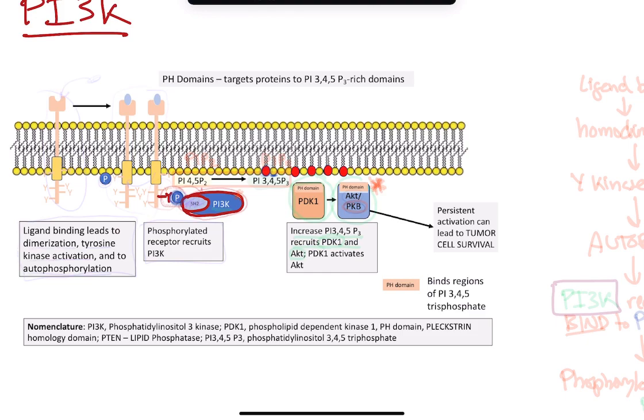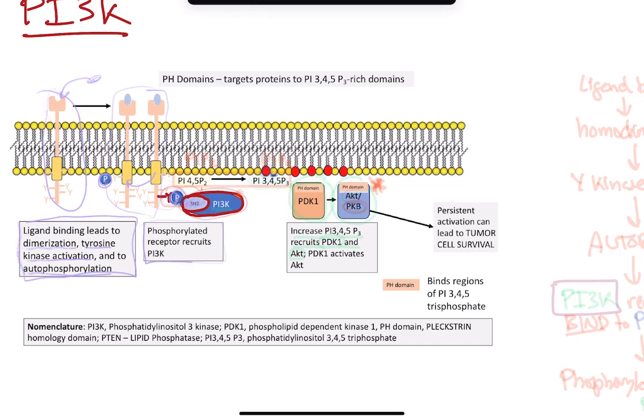So let's just go from the beginning over here. Let's start from the top. Ligand binding leads to dimerization. Yes, we know this. Tyrosine kinase activation. Yes, we know this. And autophosphorylation. Yes, we know this. Here's our monomer. Ligand binds, causes dimerization. Here's our dimer. Dimerization is going to cause tyrosine kinase activation, and that's going to result in the autophosphorylation. So here's our first phosphate over here, here's another phosphate over here. They're going to autophosphorylate.